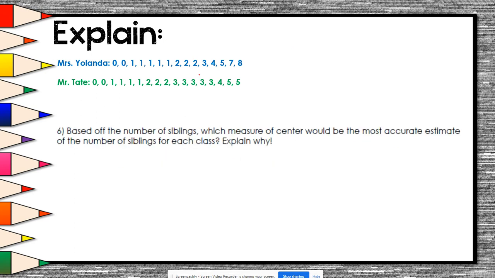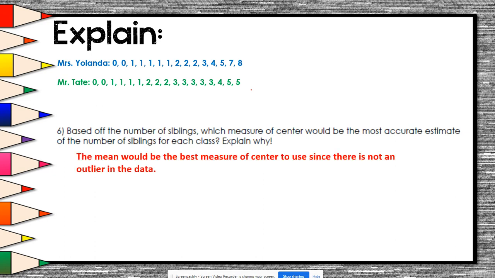Based off the number of siblings, which measure of center would be most accurate? Well, for Miss Yolanda and Mr. Tate, neither of them seems to have an outlier. And since neither has an outlier, mean would be the best measure of center to use.